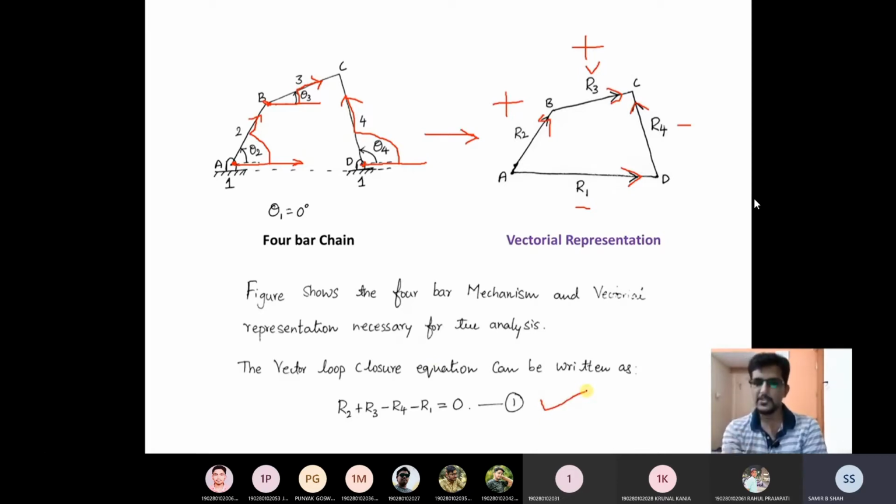So this vector loop closure equation will be taken as a reference for the further levels. Each vector R1, R2, R3, R4 represents a vector for each link. Each link is represented as a vector. Each link has both magnitude as well as direction, right? So R1 has magnitude as well as direction. Similarly R2, R3, R4 have both magnitude as well as direction. That will be represented through a complex polar form.